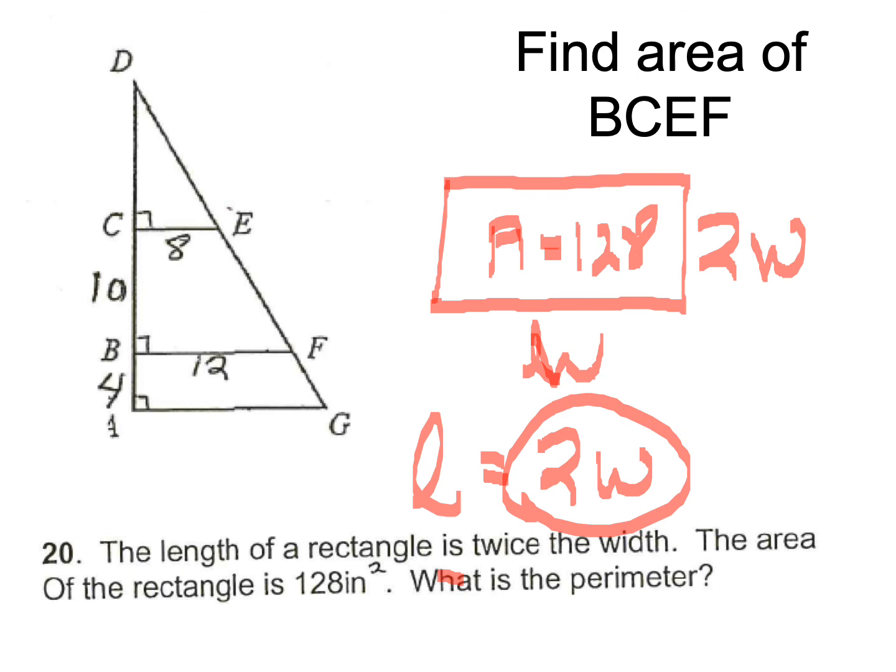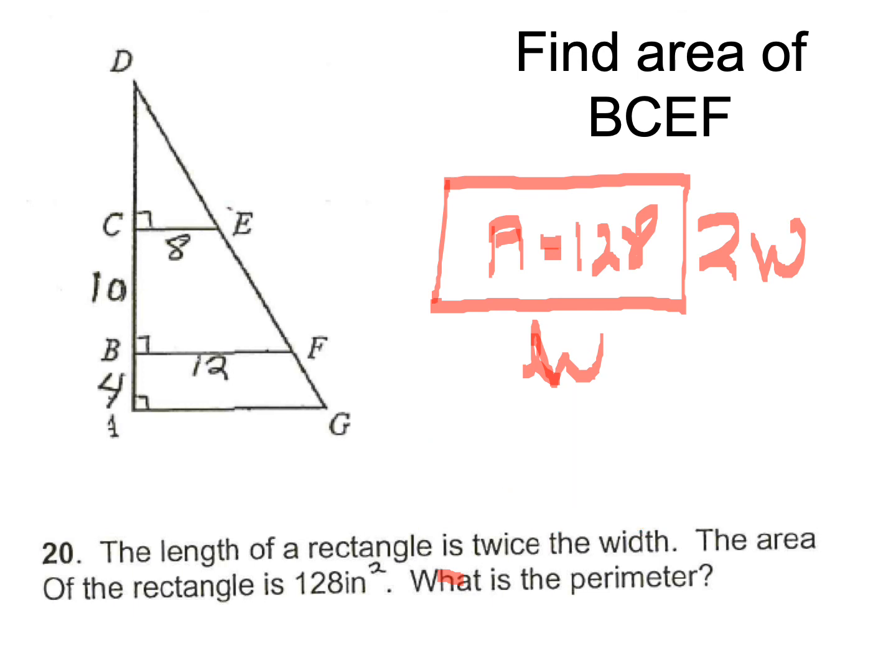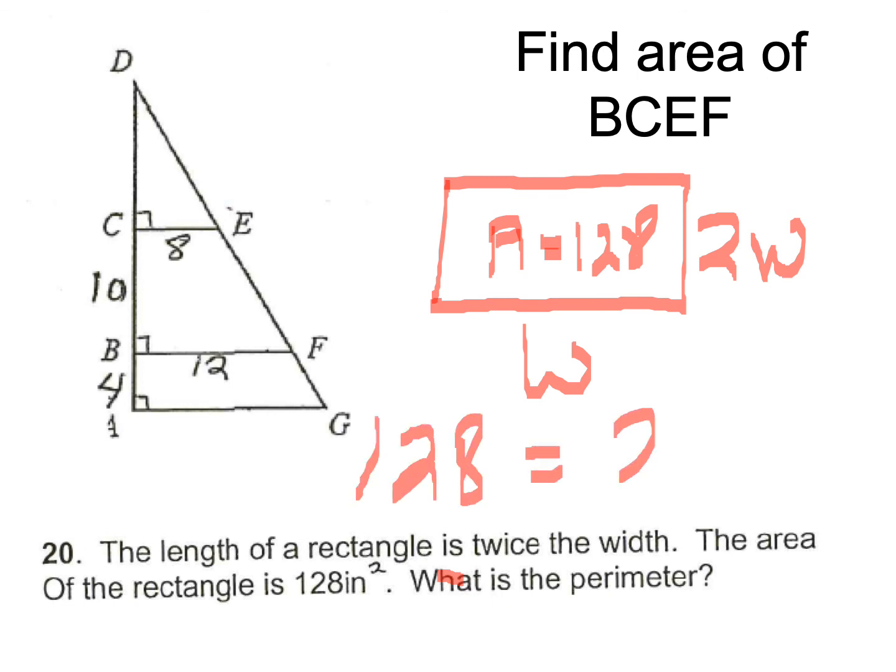It's not perimeter, not adding. Okay, that's a W. Clean it up. We are doing area. Area is 128. How do you get area? Length, 2W times width. Length times width. The length is that big. So that's going to be worked out 2 times W squared.